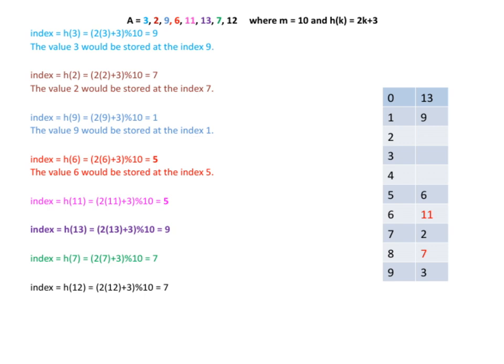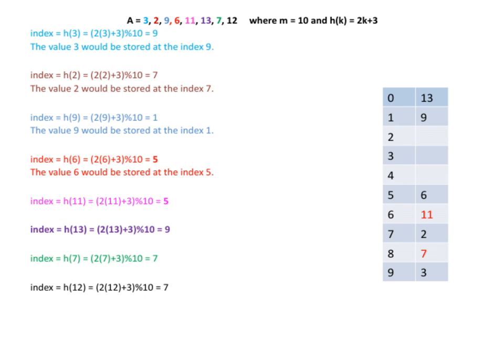Similarly, for the key 2, h(2) equals (2 times 2 plus 3) mod 10, which results in 7, meaning 2 is stored at index 7. Moving on to 9, h(9) equals (2 times 9 plus 3) mod 10, which is 21 mod 10, giving us 1. So 9 goes into index 1. For 6, h(6) becomes (2 times 6 plus 3) mod 10, equaling 15 mod 10, which is 5. Therefore, 6 is stored at index 5.